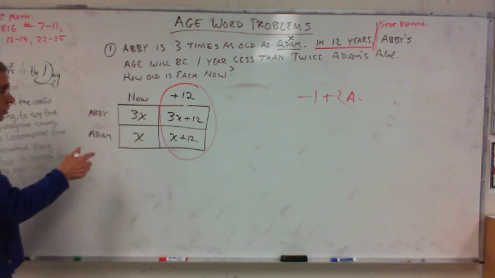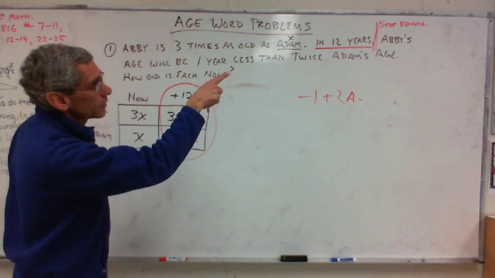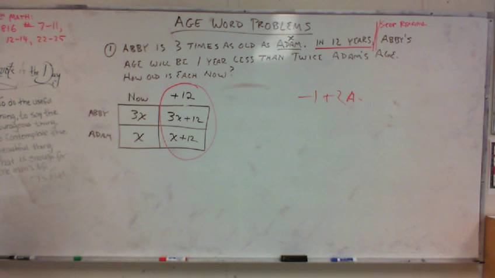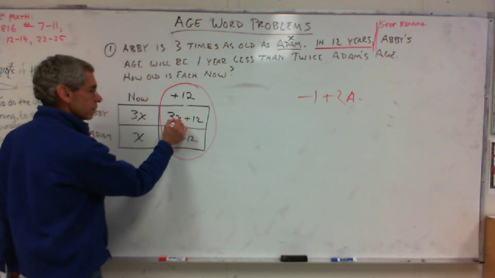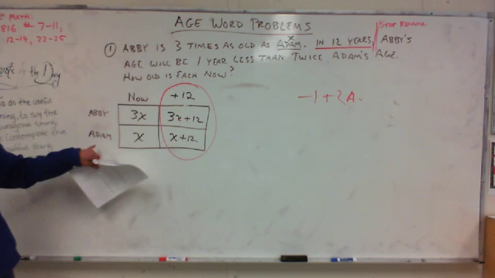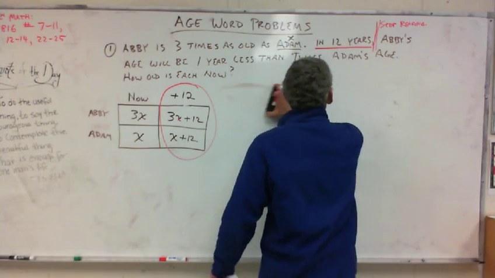Right, exactly. So the thing is, when I see the second sentence, whenever it says Abby, what am I going to write? 3x plus 12. Right. And whenever it says Adam, what am I going to write? X plus 12. Okay, so that's what we're going to do.